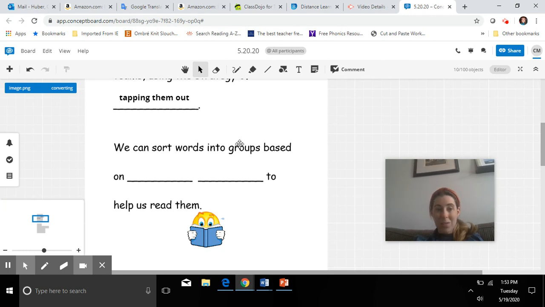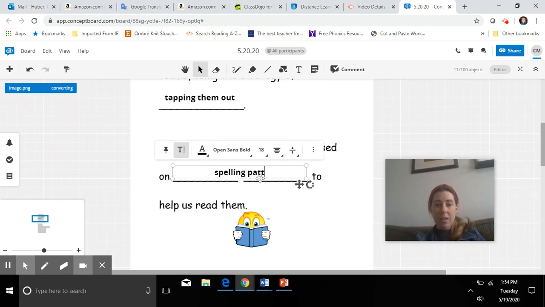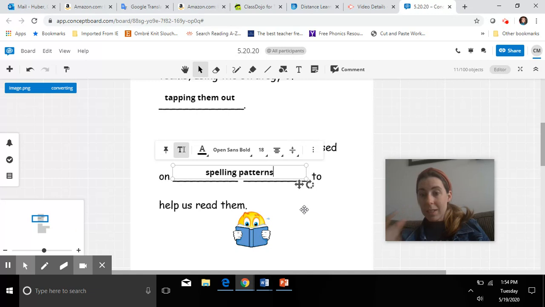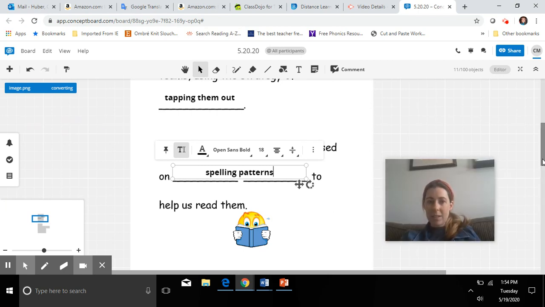We have a second objective today. I said we're going to be sorting words based on their spelling patterns. We can sort words into groups based on spelling patterns to help us read them. If our brains are able to sort the words into groups, then we can notice the spelling patterns and we can use that when we're tapping them out. Okay, so we want our brains to start to recognize these spelling patterns.